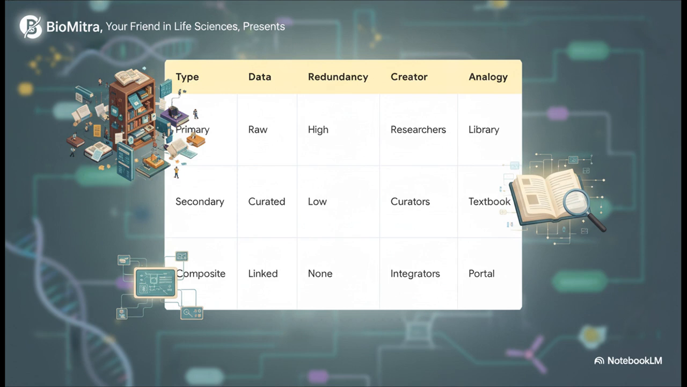And it has high redundancy because, hey, multiple labs might submit the exact same gene. Now, a secondary database is much more like an edited, peer-reviewed textbook. It is heavily curated by expert database teams, consolidated to have very low redundancy and packed with computational data. And a composite database? That's like your master search engine. Created by system integrators, it acts as a portal linking data from multiple sources without actually holding its own redundant archives.